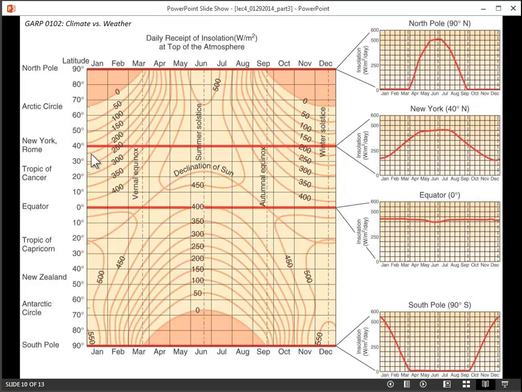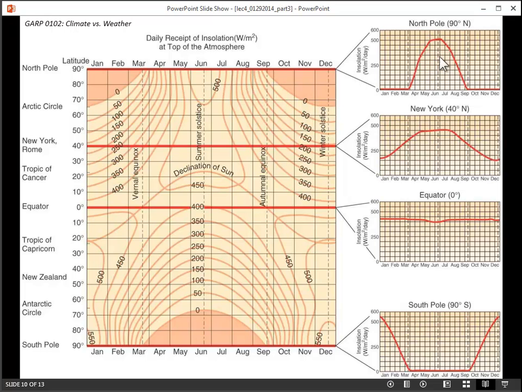Let's look at New York City, or Boston would work as well. So we start here, January, and then we cross the 200 line, the 250, the 300, the 350, the 400, and so on. And we graph this here on our XY graph. So you can see that in January, only small amounts of insolation, small amounts of heat arrive at New York City. That number increases through the spring, peaks in the summer, and then drops back down again through the fall into the winter. That's why it's cold in the winter and warm in the summer.